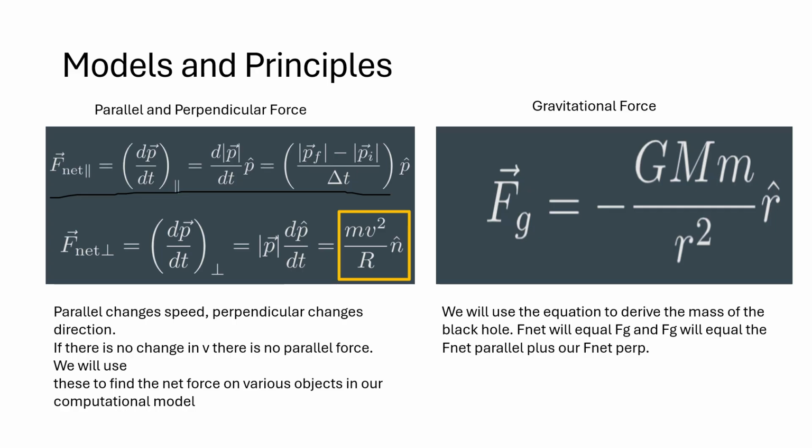Gravitational force Fg equals G m1 m2 r hat over r squared. We will use this equation to derive the mass of the black hole. Fnet will equal Fg, and Fnet will equal our Fnet parallel plus our Fnet perp. Model 1: mass of the black hole.